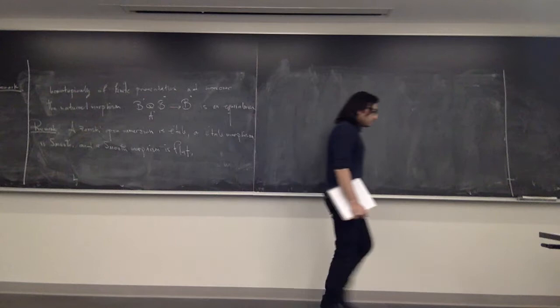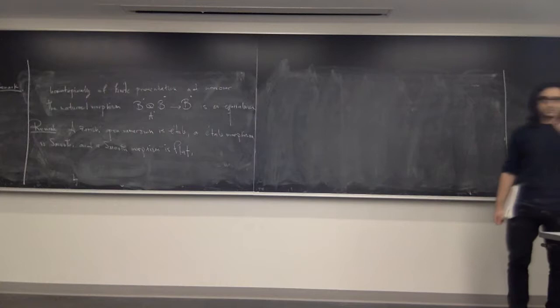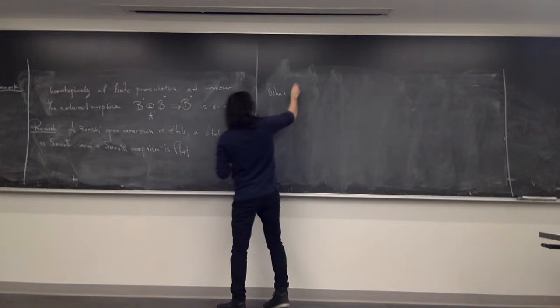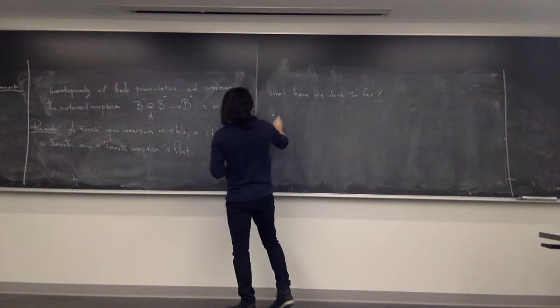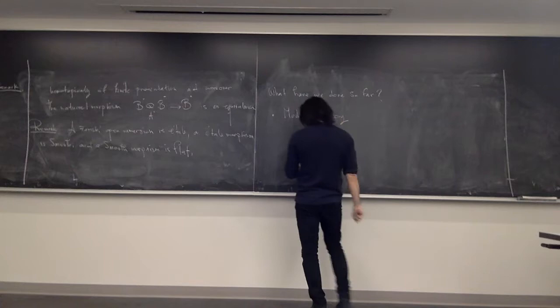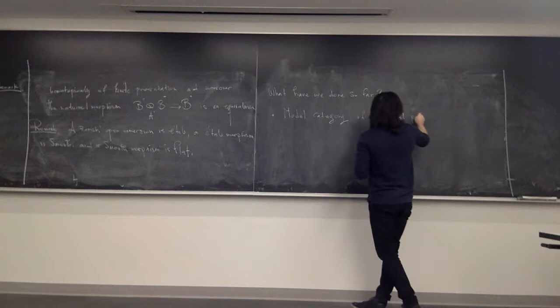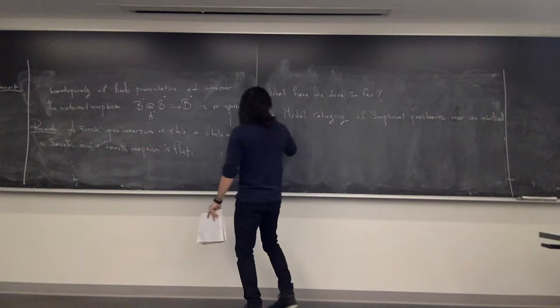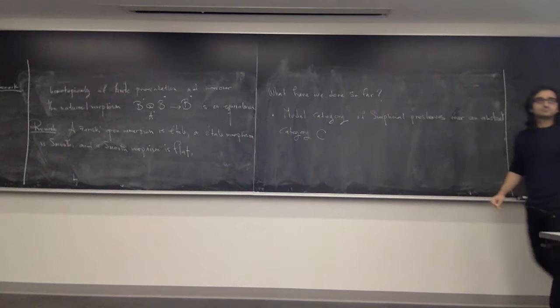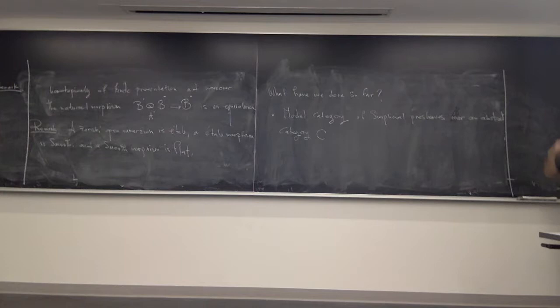So let's summarize what we have done so far. There have been many abstract notions around. What have we done so far? First we discussed model categories, the model category of simplicial presheaves over an abstract category C. We discussed presheaves over a category, and we gave those sets of presheaves a model category structure.